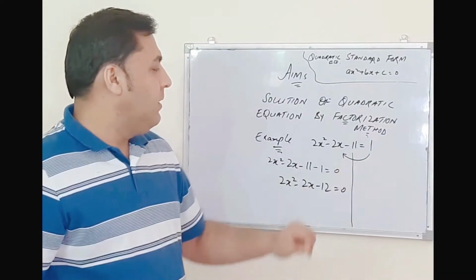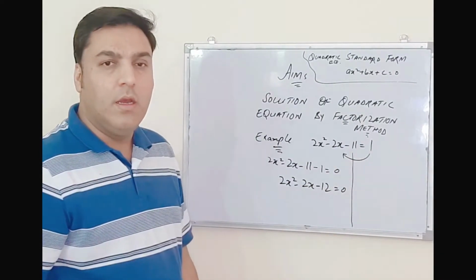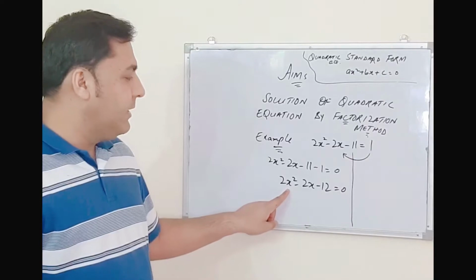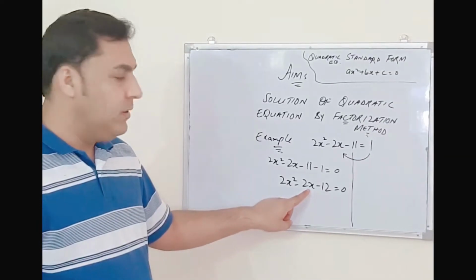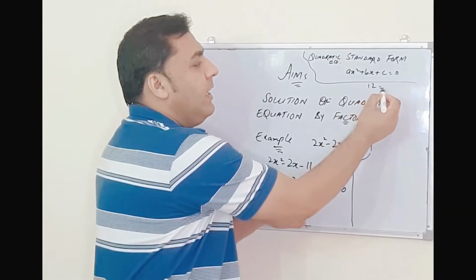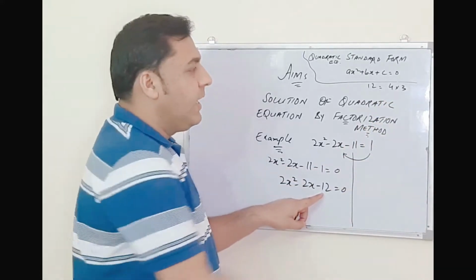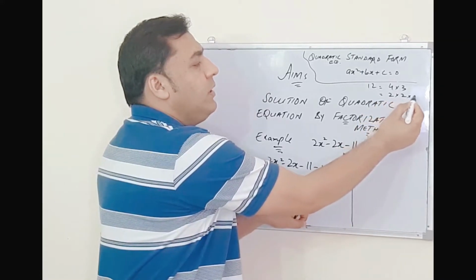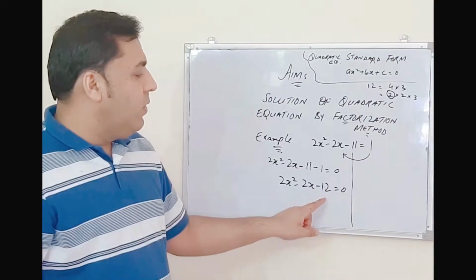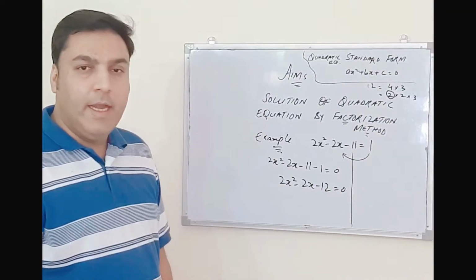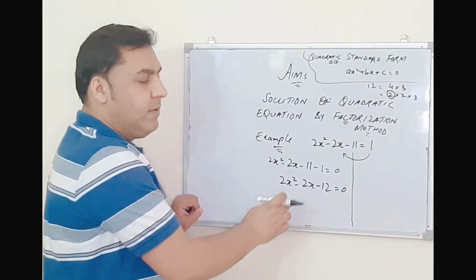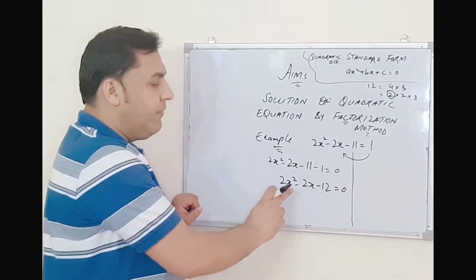Now we learned in our previous lecture how to take common and what the common value is. If you see this equation, this is 2x square, so 2 is involved, minus 2x and 12. If you factorize 12, I can write it as 4 into 3, or as 2 into 2 into 3. So at least one 2 is involved in 12. So 2 is here, 2 is here, 2 is here. I can take 2 common.